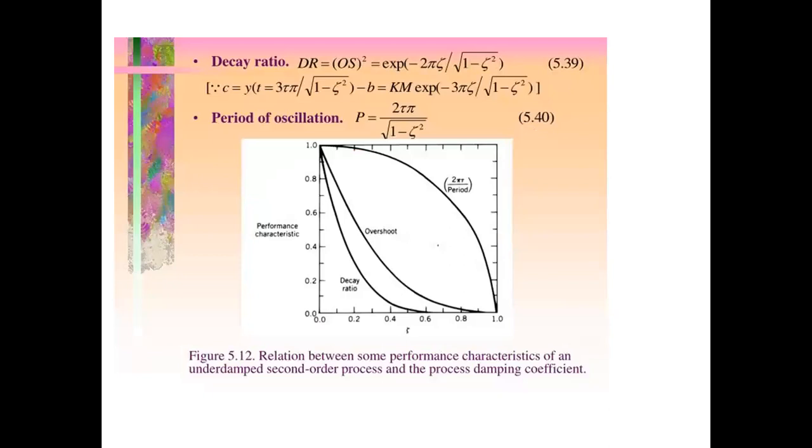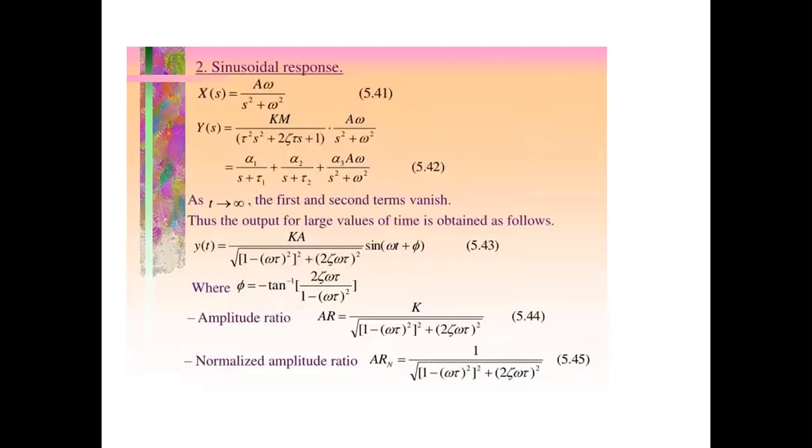So the decay ratio is equal to OS squared, that is, exponential of minus 2 pi zeta divided by root of 1 minus zeta squared. The period of oscillation is 2 pi tau divided by root of 1 minus zeta squared. So this graph shows the relationship between some performance characteristics of an underdamped system, or second order process, and the process damping coefficient.